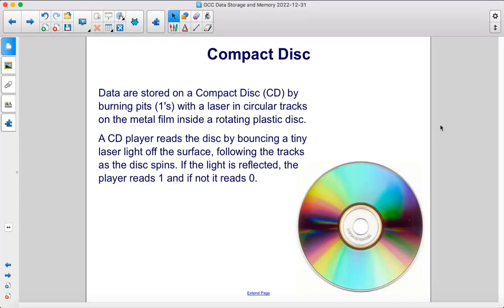Data are stored on a compact disk by burning pits with a laser in circular tracks on the metal film inside a rotating plastic disc. A CD player reads the disc by bouncing a tiny laser light off the surface, following the tracks as the disc spins. If the light is reflected, the player reads 1, and if it is not, it reads 0.